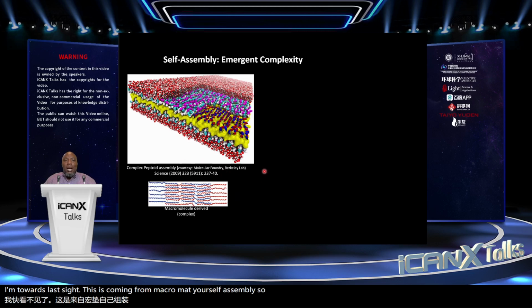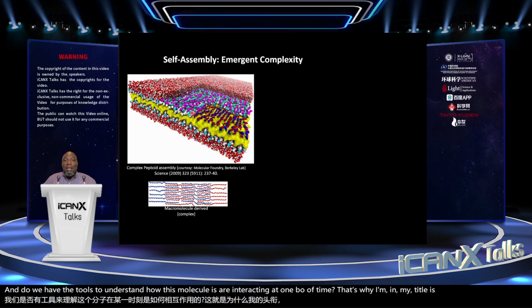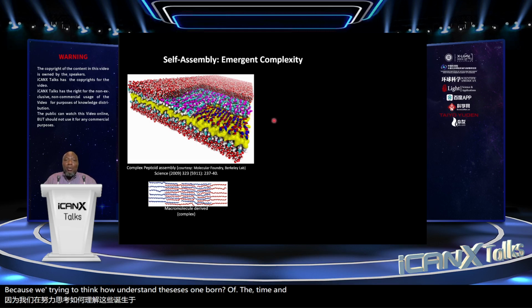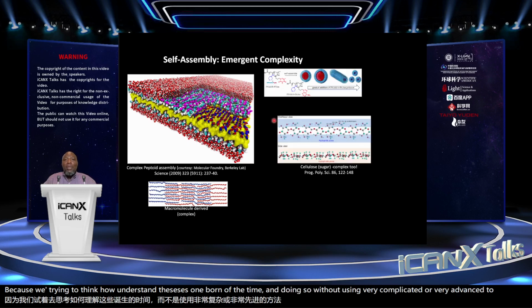So how is this even possible? How can we even make this predictable? And how do we even understand all this emergent behavior? And do we have the tools to understand how these molecules are interacting one bond at a time? That's why my title is Sub-Nanometer, because we're trying to think how we understand these assemblies one bond at a time, and doing so without using very complicated or very advanced tools.